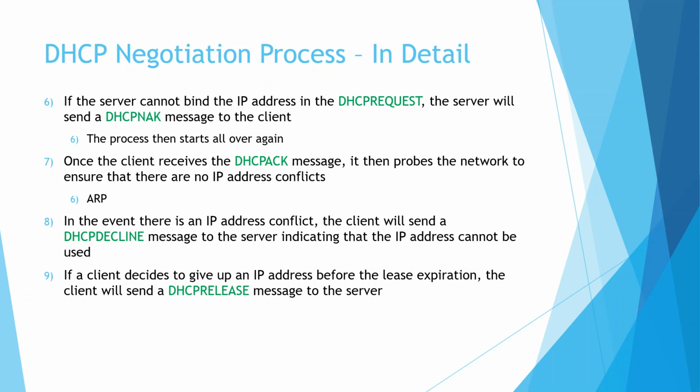So once the client does receive a DHCP ACK indicating that things are all good to go, it is going to, like I said before, probe the network and ensure there's no IP address conflicts. We're going to use ARP. We're going to use other protocols as necessary to determine if there is an IP address conflict. So if we do discover that there is an IP address conflict, we're going to send a DHCP decline message to the server indicating that we can't use that IP address. And then we're going to, again, go through the DHCP process again.